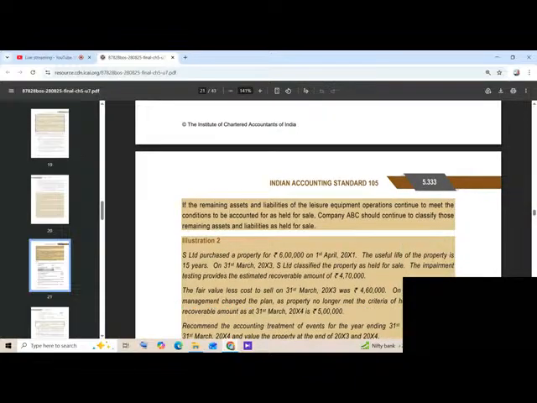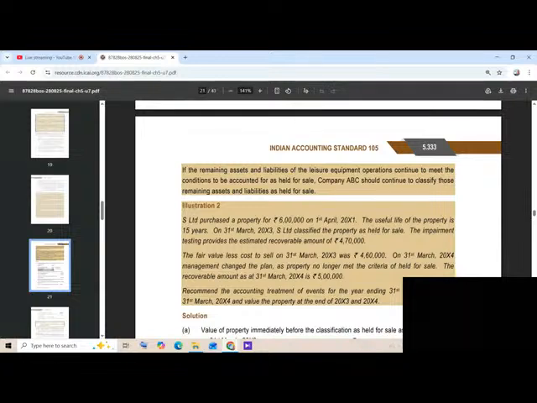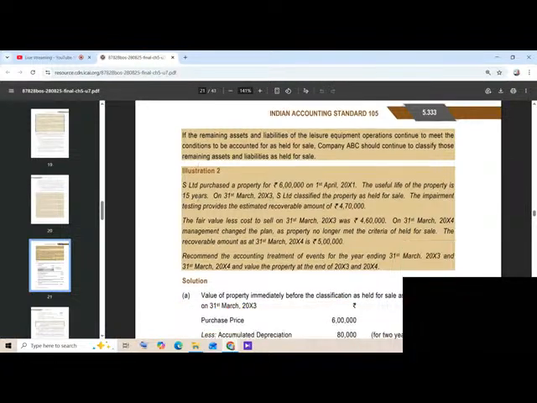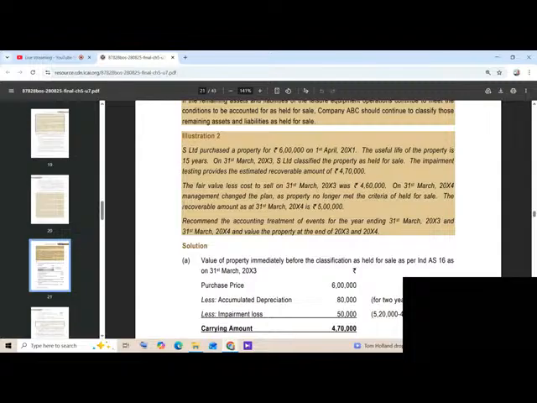If the remaining assets and liabilities of the leisure equipment continue to meet the conditions to be accounted as held for sale, ABC should continue to classify those remaining assets and liabilities as held for sale.